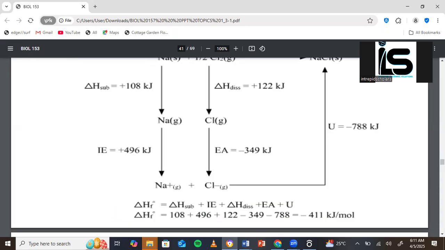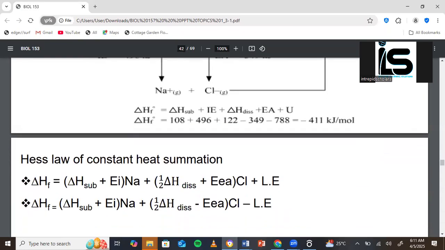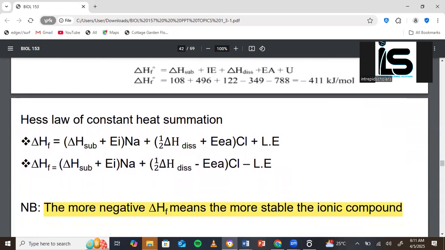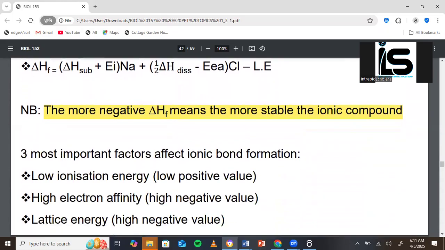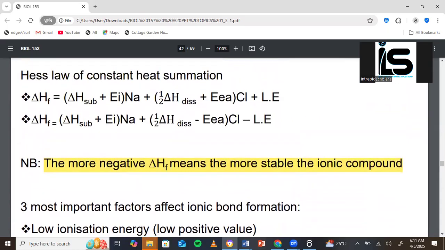Then I get my Cl minus, for them to finally form an electrostatic attraction to form my sodium chloride. According to Hess's law, you can add all the energies of the individual steps to produce your enthalpy change for the reaction. Now, when the enthalpy change of formation is negative, negative means that you have released energy to the environment.